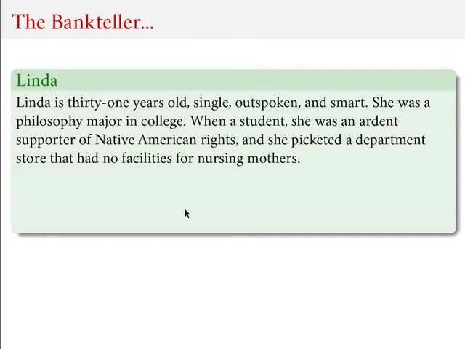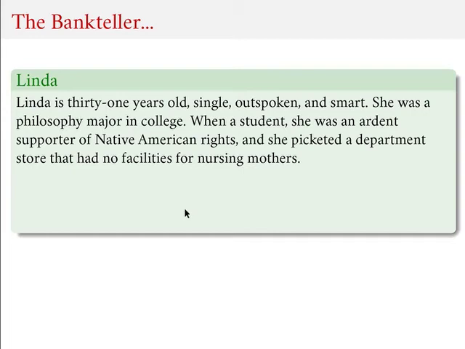So I want you to consider the following setup. And this is about someone named Linda. So here's what we know about Linda. Linda is 31 years old, single, outspoken, and smart. She was a philosophy major in college. When she was a student, she was an ardent supporter of Native American rights, and she picketed a department store that had no facilities for nursing mothers. So this is all we know about Linda.